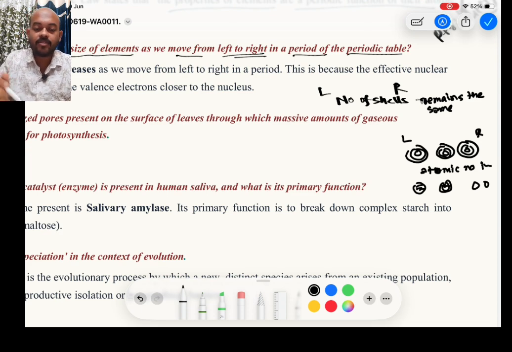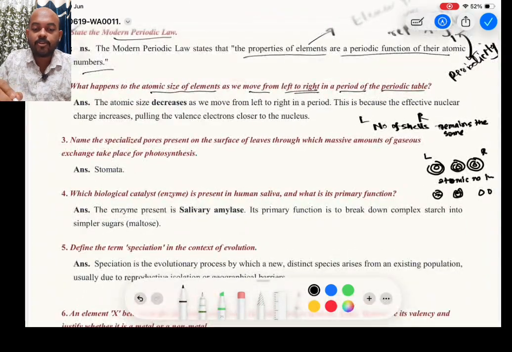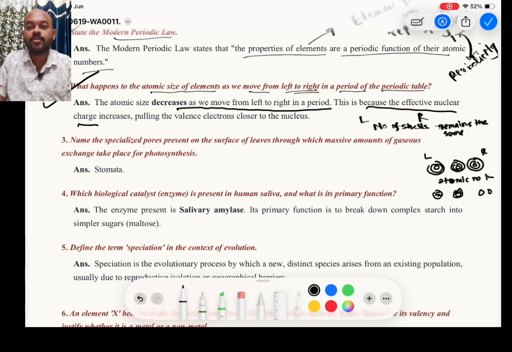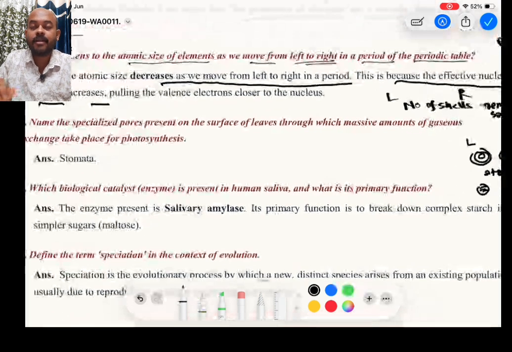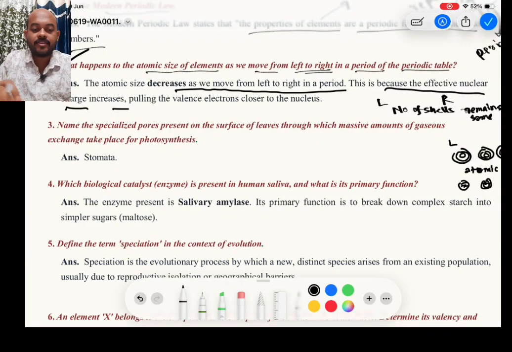So this was about question number 2. The atomic size decreases as we move from left to right in a period. This is because the effective nuclear charge increases. So what is effective nuclear charge? The charge inside the nucleus is called effective nuclear charge. So it is generally determined by the number of protons.